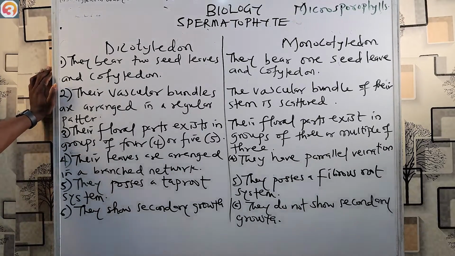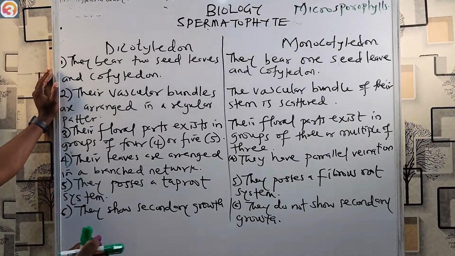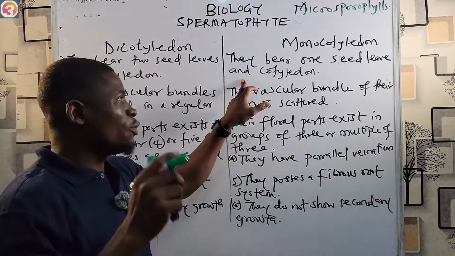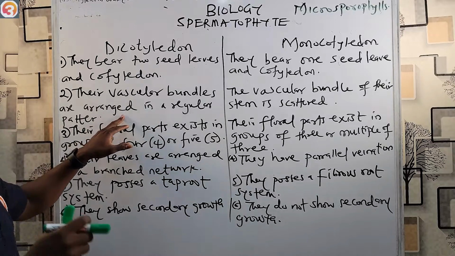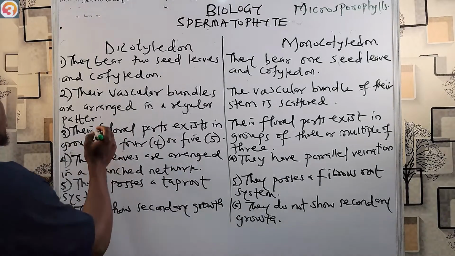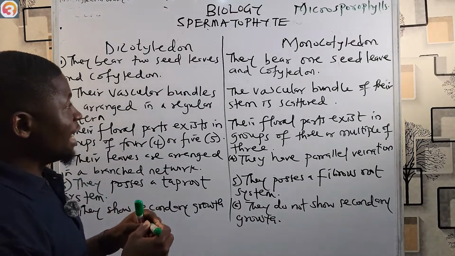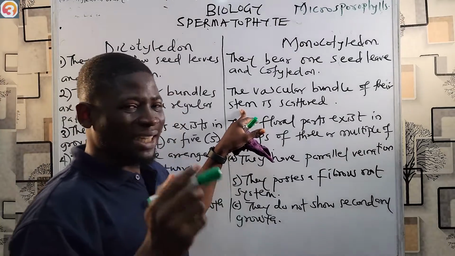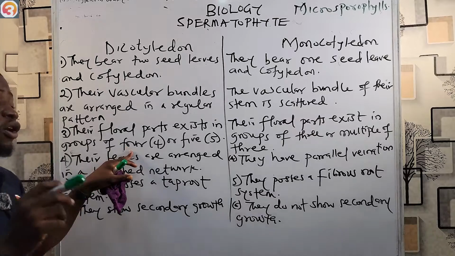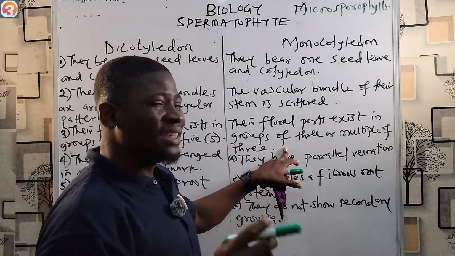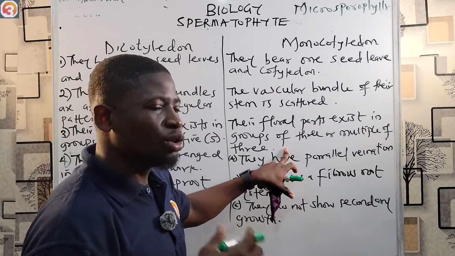Okay, now dicots, they bear two seed leaves, the cotyledon. Monocots, they bear one seed leaf, the cotyledon. Two, the vascular bundles are arranged in a regular pattern. All right, the vascular bundles are arranged in a regular pattern. Here, the vascular bundle of the stem is what? Is scattered. Okay, now three, the floral parts exist in groups of 4 or 5. This one, the floral parts exist in groups of 3 or multiples of 3.